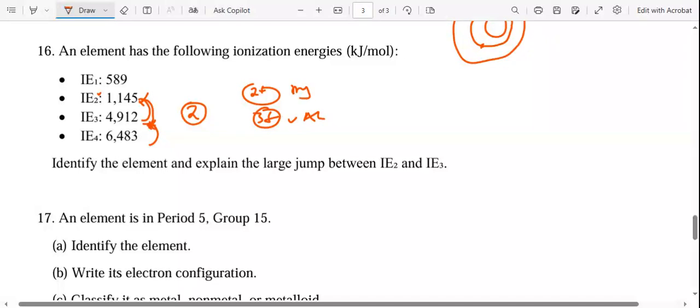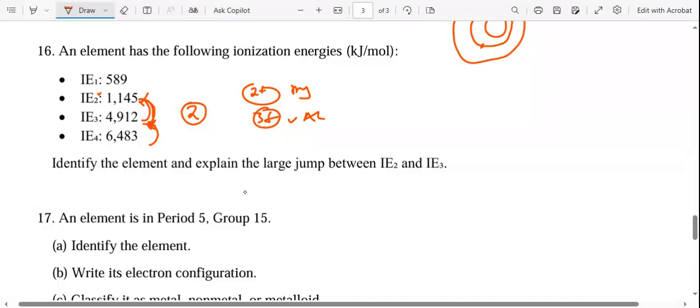Identify the element and explain the jump between this one. To explain the jump, it is because the element is in group 2, like I said. The jump tells us the group where the element is likely to be found. So the element is likely to be found in group 2.